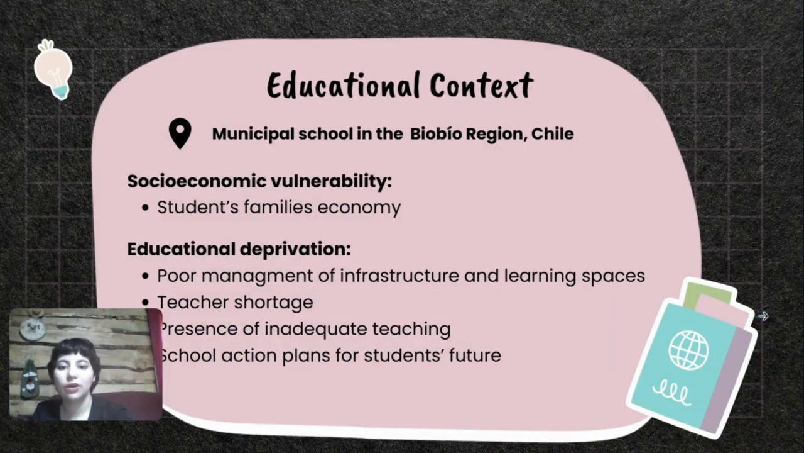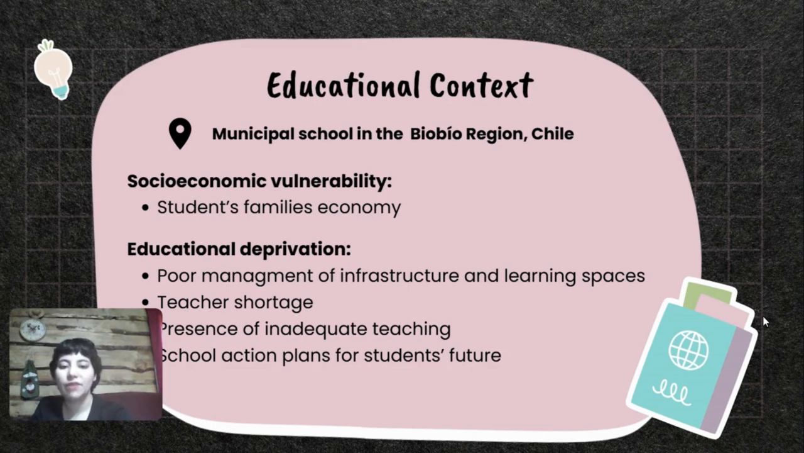Now I'm going to talk about the educational context. In this case study, the subsidized school under analysis is characterized by socioeconomic vulnerability and significant educational deprivation. About socioeconomic vulnerability, most of the students' families receive help and benefits from the state, meaning that they are not able to afford basic daily needs or proper resources for learning. Thanks to this, many students do not see the opportunity to go to university as affordable.